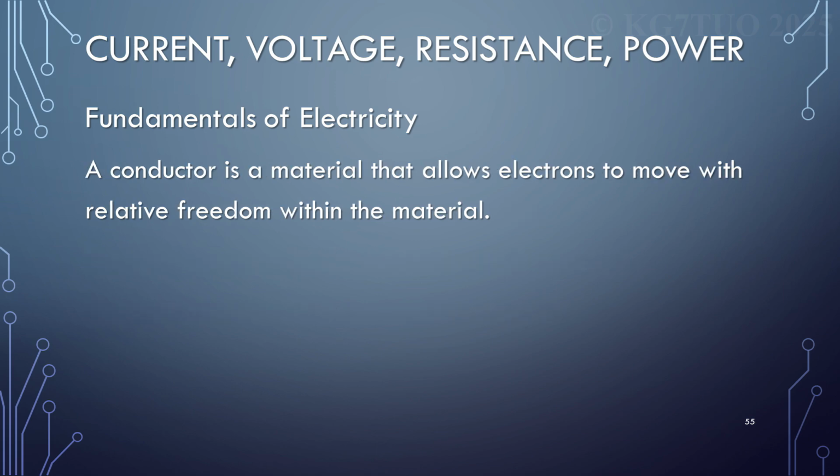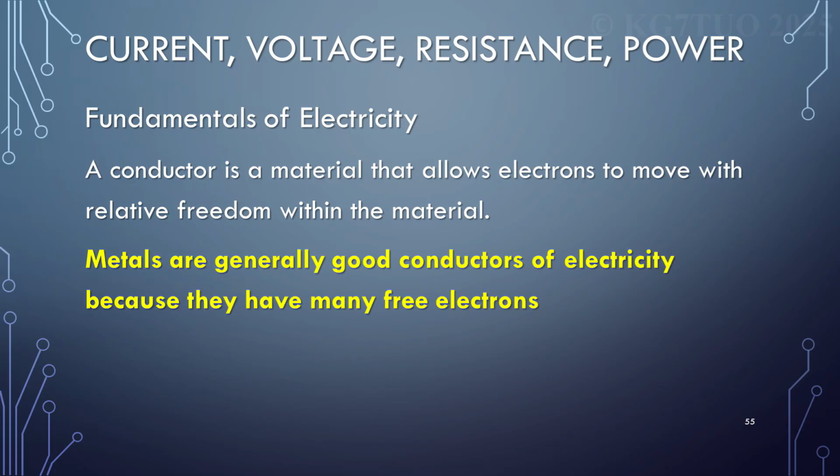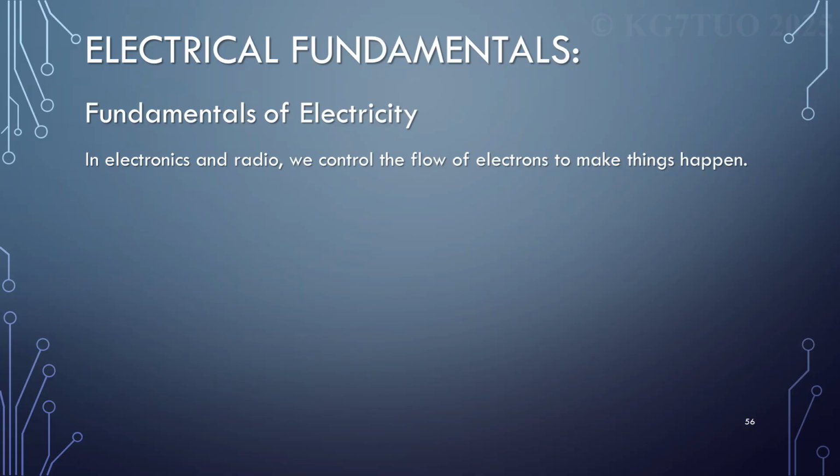A conductor is a material that allows electrons to move with relative freedom within the material. So copper, and aluminum is a really good conductor. It's horrible in your house because it corrodes. Metals are generally good conductors of electricity because they have many free electrons. Note the color. It's yellow. It's on the test.